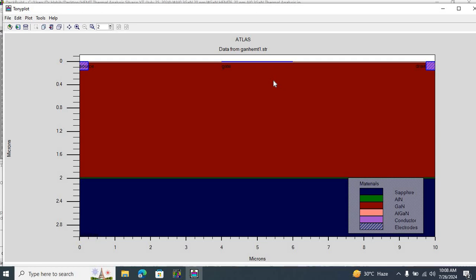high power density. Gallium nitride HEMTs generate significant heat due to their high power densities. Effective thermal management is essential to prevent overheating and device damage. Second, reliability and longevity. Excessive heat accelerates material degradation, and thermal analysis identifies hotspots and informs cooling strategies, enhancing device reliability and the lifetime of the device.